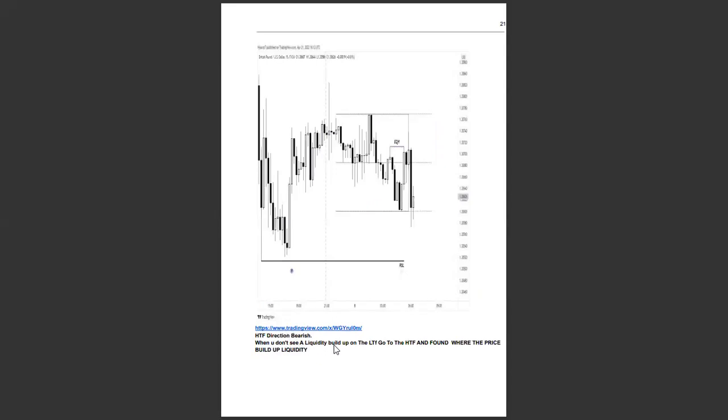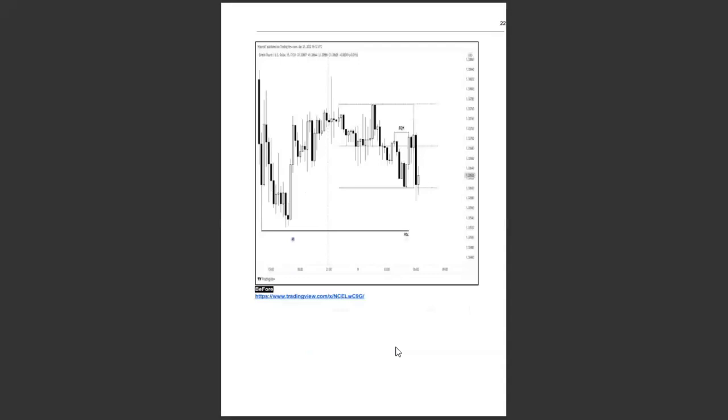Where you don't see a liquidity build up on the lower time frame, go to the higher time frame and find where the price builds up liquidity. So vice versa, if you don't see it on the higher time frame, go to the lower time frame. If you don't see it on the lower time frame, go to the higher time frame. Check the liquidity, you know.